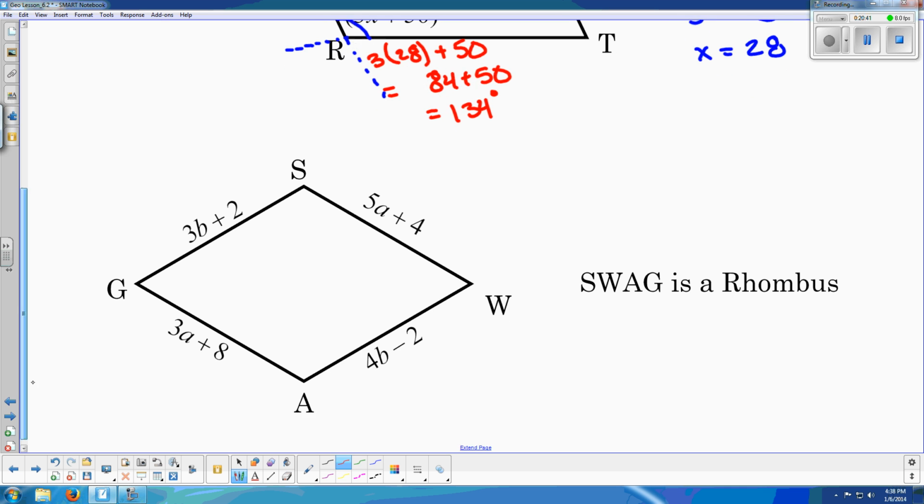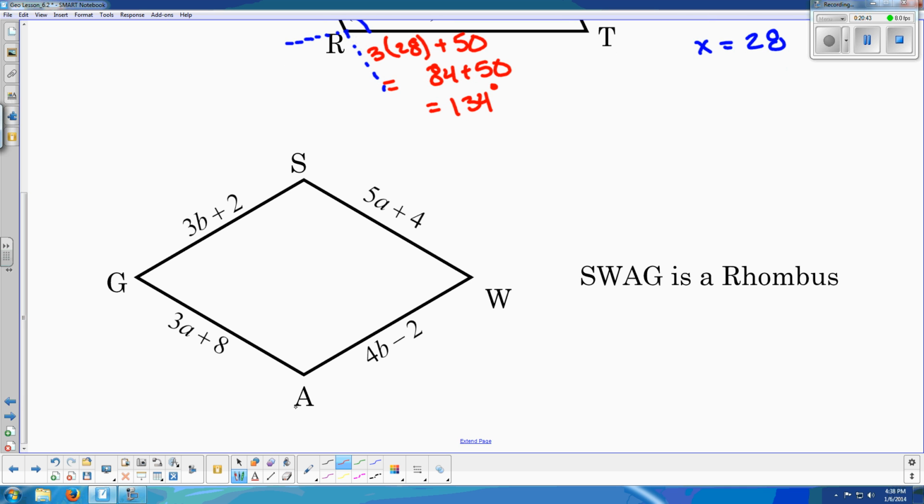Now our next one. It is a rhombus. And the fancy thing that we know about a rhombus is all of our sides are congruent. So I can solve for A and B just by setting the two equations that have A in them equal to each other, and the two equations that have B in them equal to each other. So to solve for A, I'm going to do 5A plus 4 is equal to 3A plus 8. I'm going to subtract 3A from both sides.